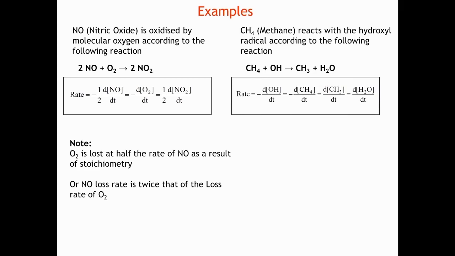So methane plus the hydroxyl radical. The stoichiometric coefficients of everything are 1. So you can see there, they're all lost at the same rate and produced at the same rate.